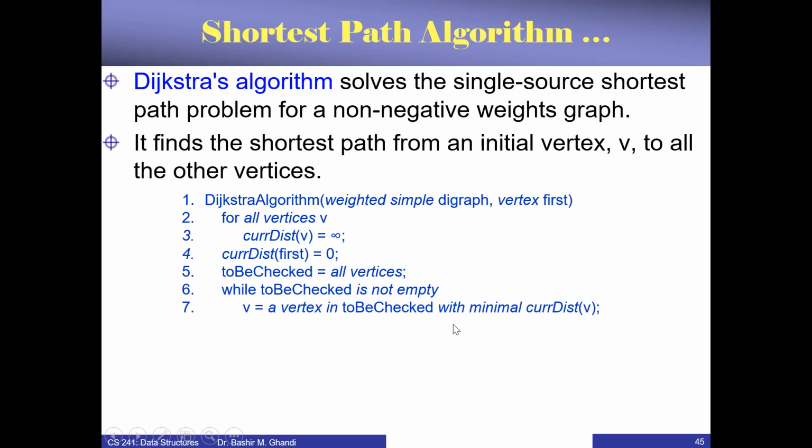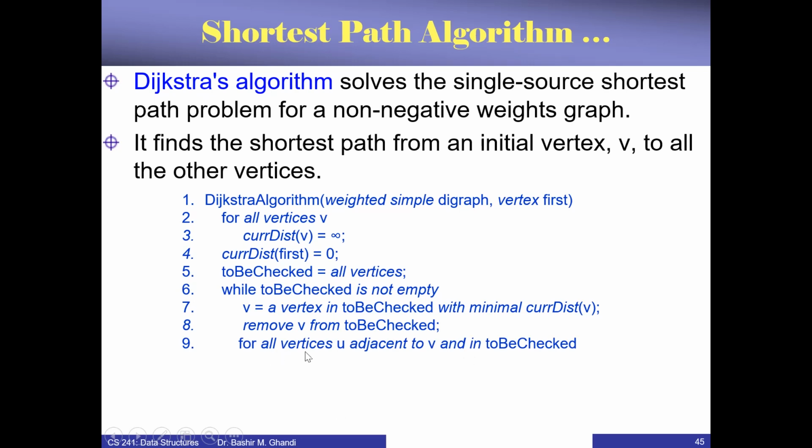So what do you do? You find the minimal cost from all the elements in to be checked. Which one has the smallest cost? Call it V. You assume this V is the minimal for that particular vertex. You cannot get any smaller than that, so you remove it as having been done. We have finalized. This is the smallest distance we can get for this particular vertex. And now you need to update the distances from that particular vertex to all the others.